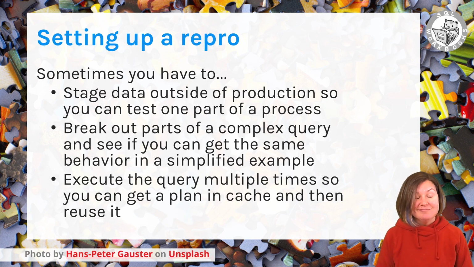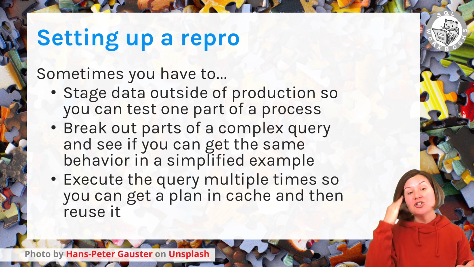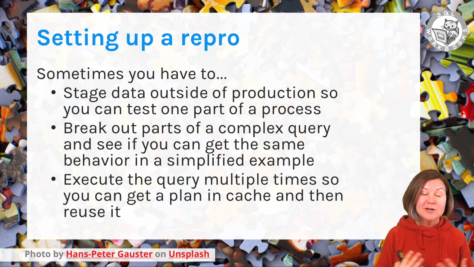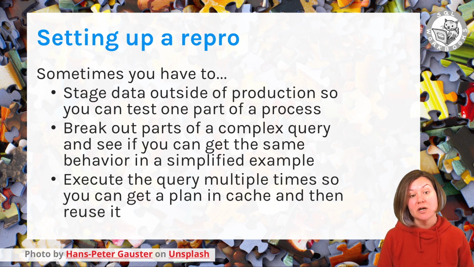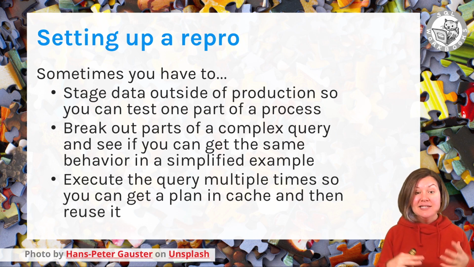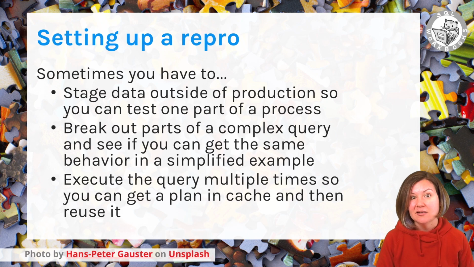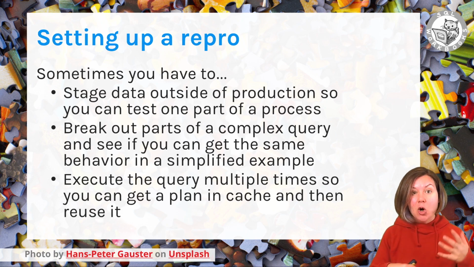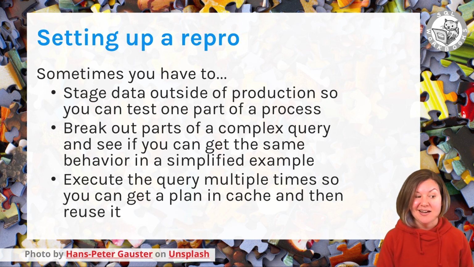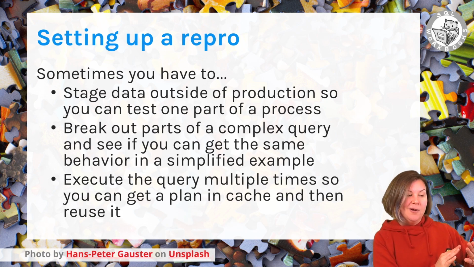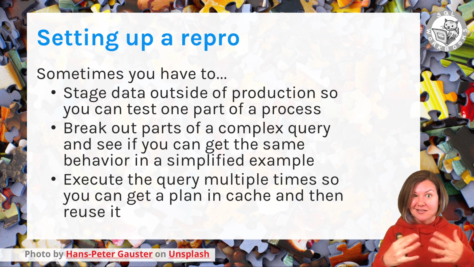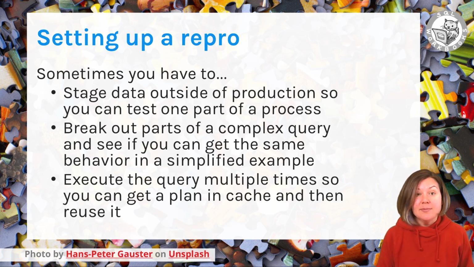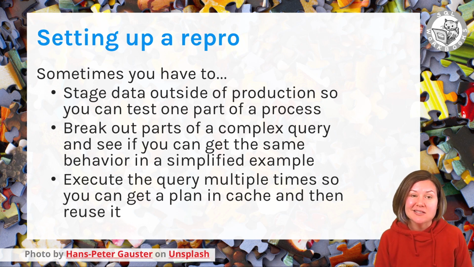Setting up a repro takes work. Sometimes you can't just run the query against production, and sometimes you aren't lucky enough to have a realistic development or staging database to work with. So sometimes you've got to set up staging data yourself outside of production so that you can test one part of a process. Because what if my query is slow in the middle of a nightly batch process and I've got to get it to the point where the data is right before that process begins in order to test the slow query? It's absolutely worth it to do it, but yeah, you have to do a little bit of work if you really want to test your hypothesis.